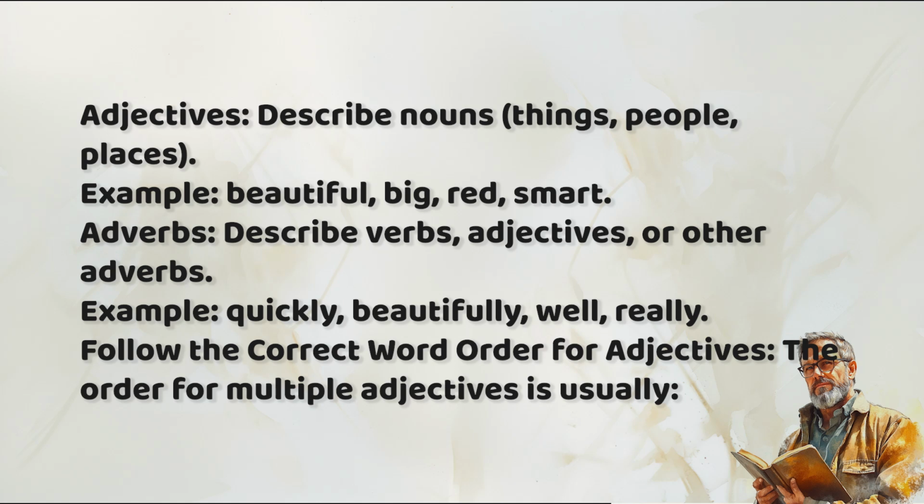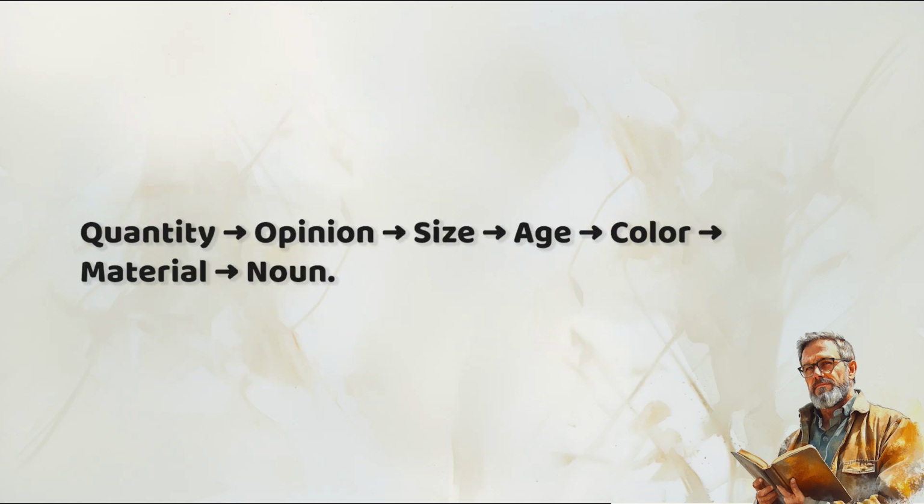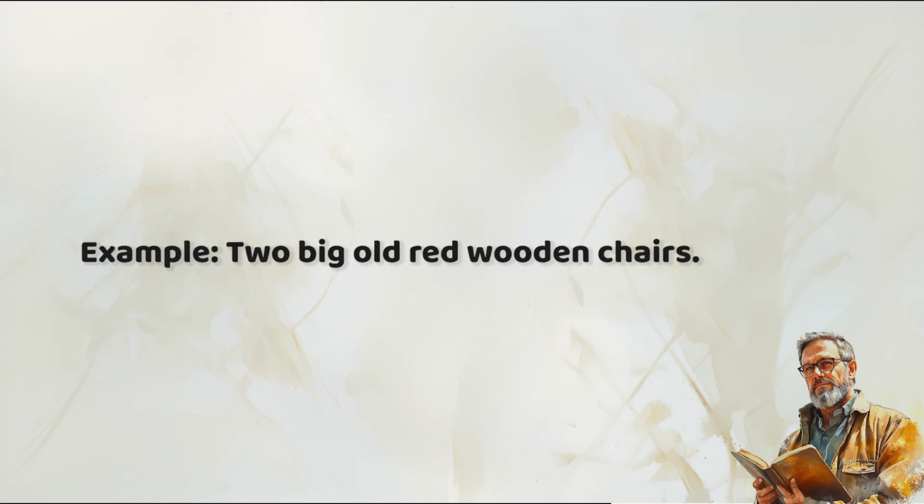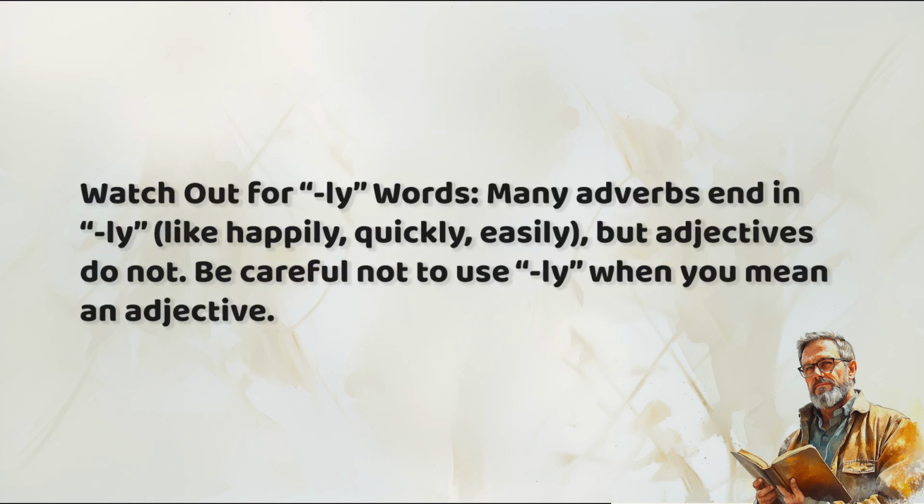Follow the correct word order for adjectives. The order for multiple adjectives is usually quantity, opinion, size, age, color, material, noun. Example: two big old red wooden chairs. Watch out for -ly words. Many adverbs end in -ly, like happily, quickly, easily, but adjectives do not. Be careful not to use -ly when you mean an adjective.